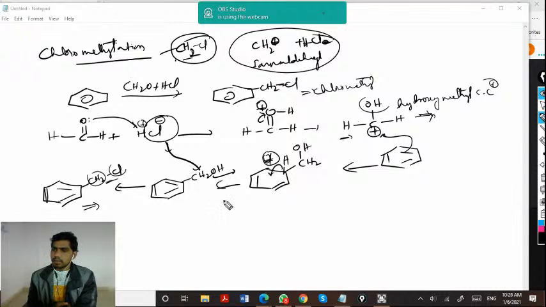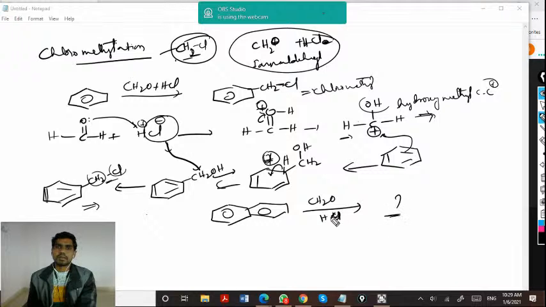So here are the examples. Try to work out this. If naphthalene is treated with formaldehyde in presence of the HCl, what could be the product? If you need more examples, you can take any other substituted benzene, toluene, or bromobenzene. You can take anything and you can write the products. So this is chloromethylation.